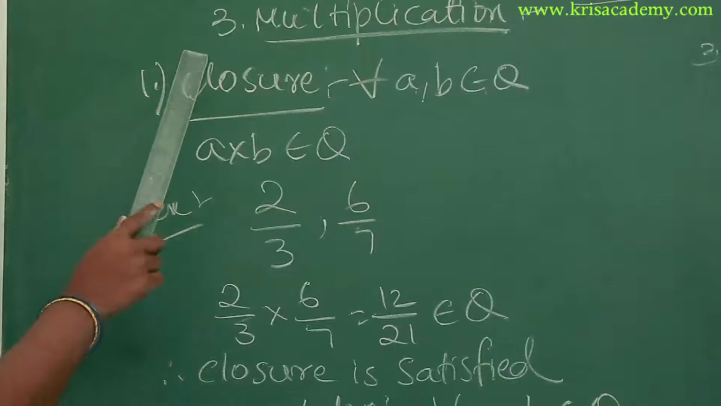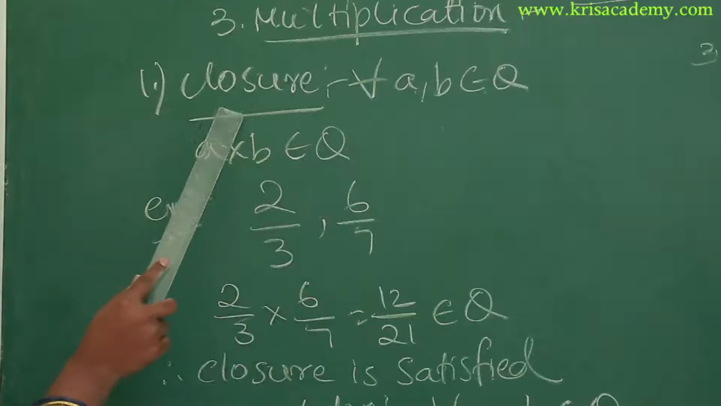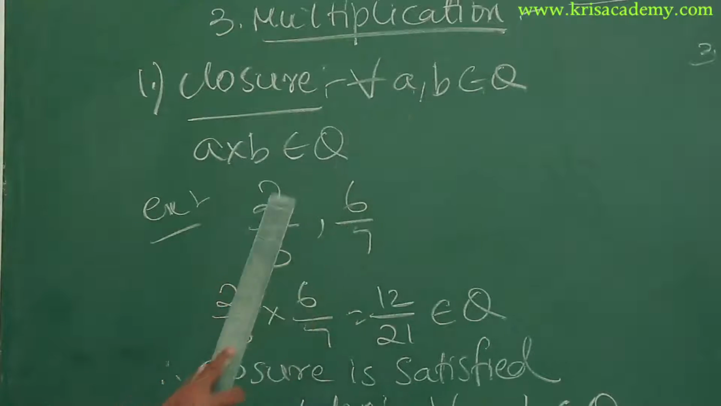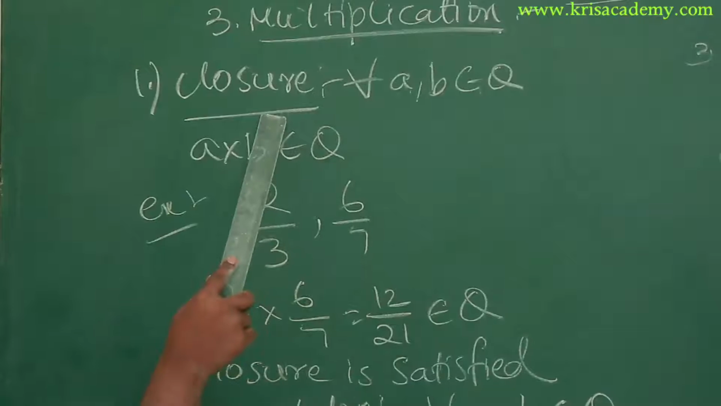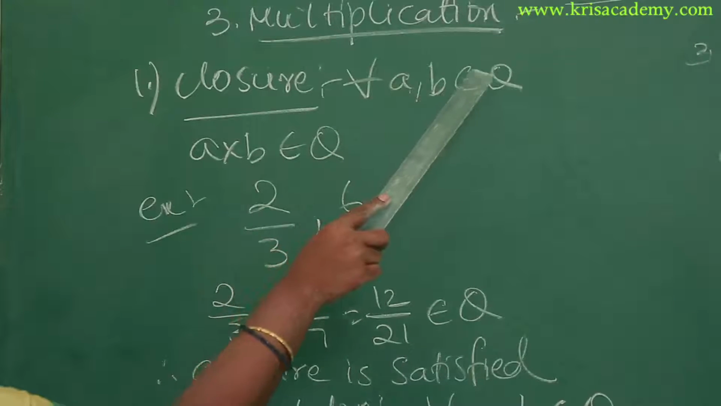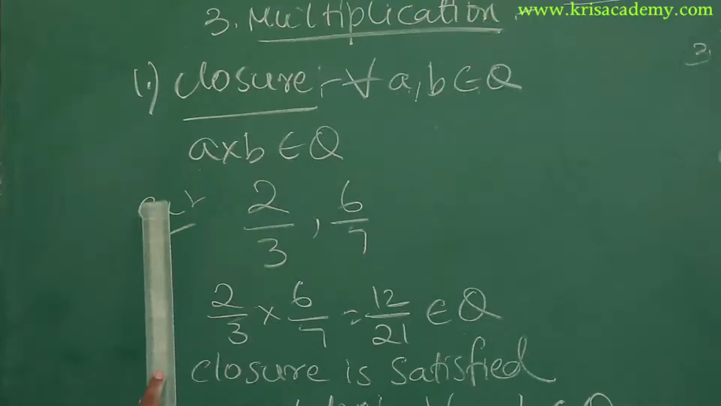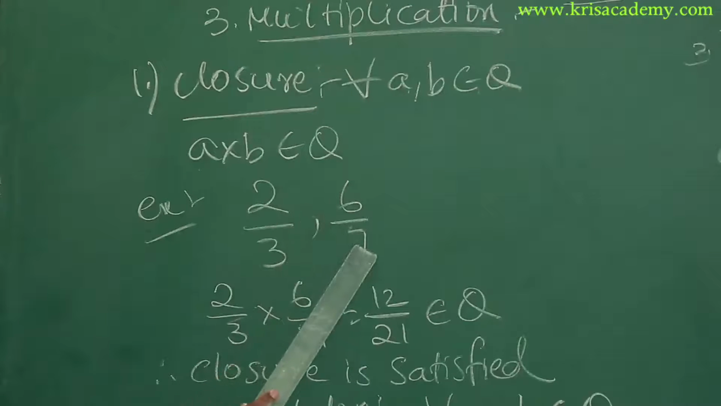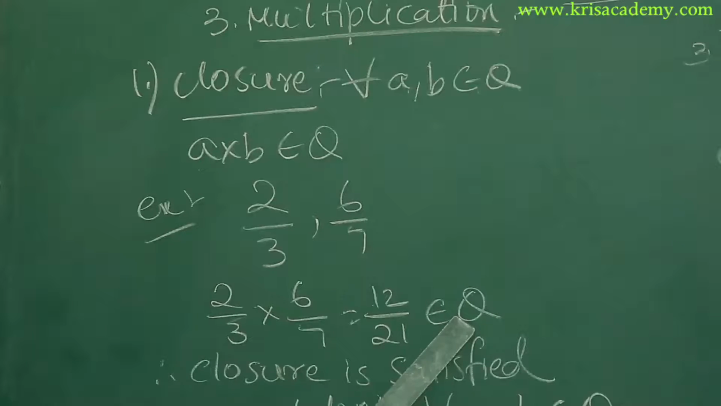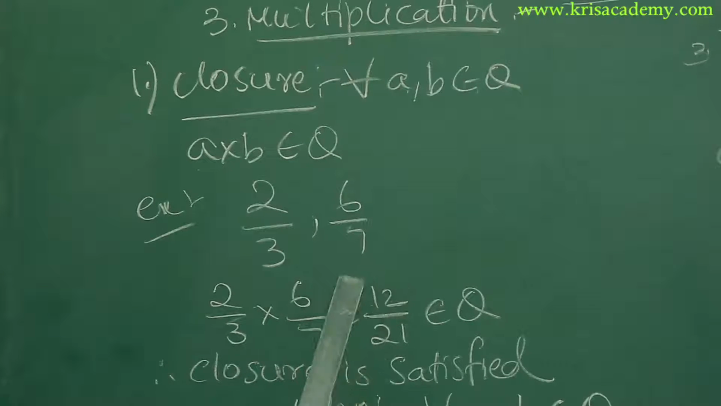So now take the third binary operation, multiplication. The first one is closure. When we multiply two rational numbers, we should get a rational number. So the closure property is for all a comma b belongs to Q, a into b belongs to Q. Example, 2 by 3 comma 6 by 7. 2 by 3 into 6 by 7: 2 sixes are 12, 3 sevens are 21. So this belongs to rational numbers. In multiplication of rational numbers, the only thing you should learn is tables. Only thing, learn tables, then everything is easy. So closure is satisfied.